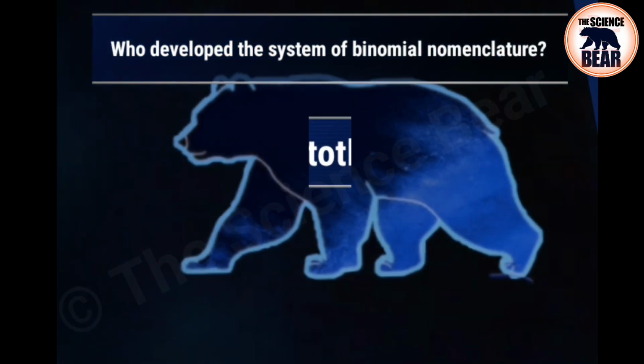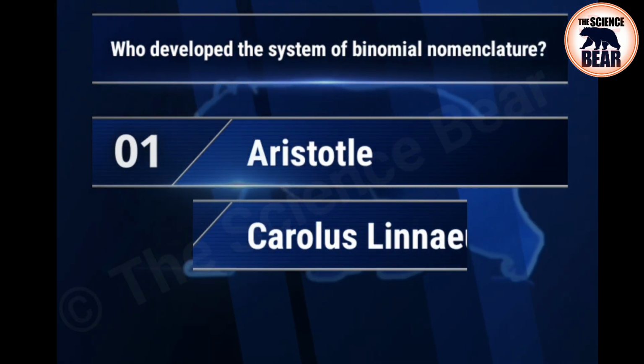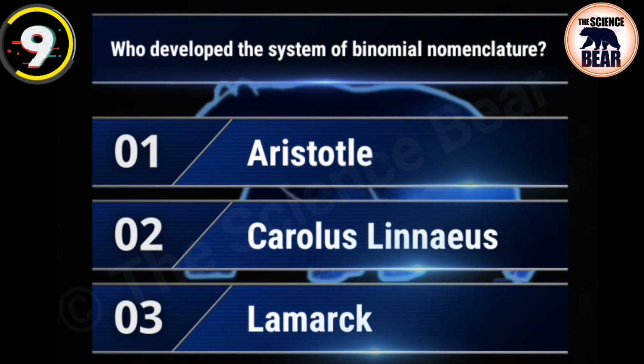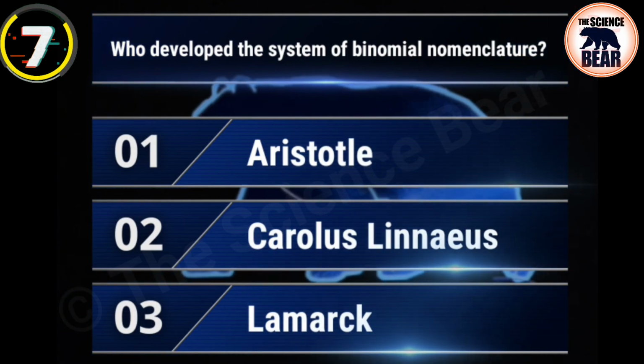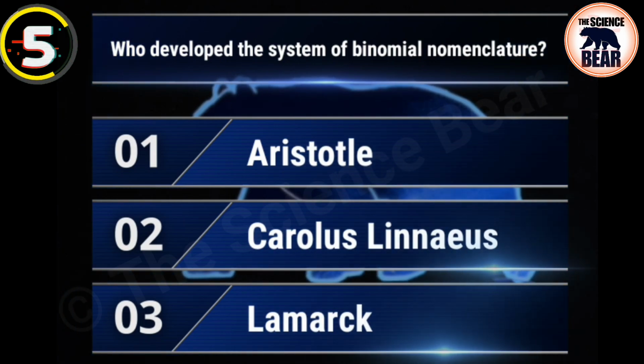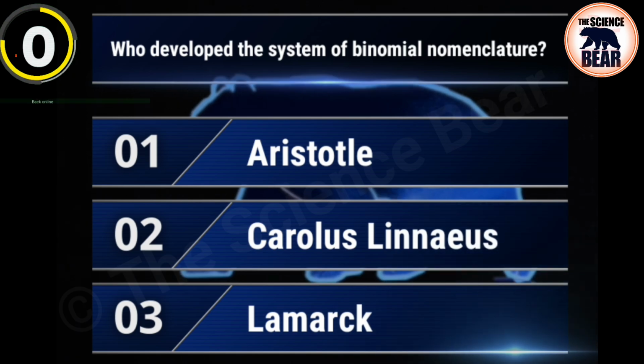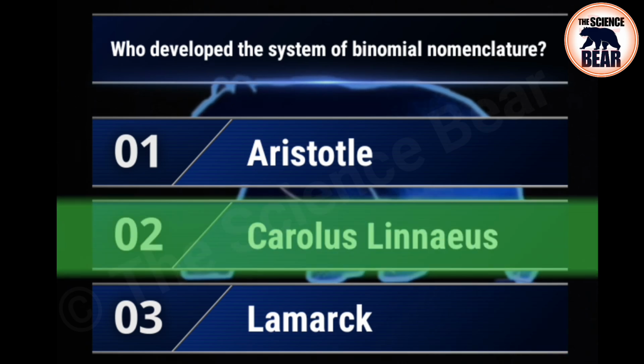Who developed the system of binomial nomenclature? Aristotle, Carolus Linnaeus, or Lamarck? And the correct answer is Carolus Linnaeus.